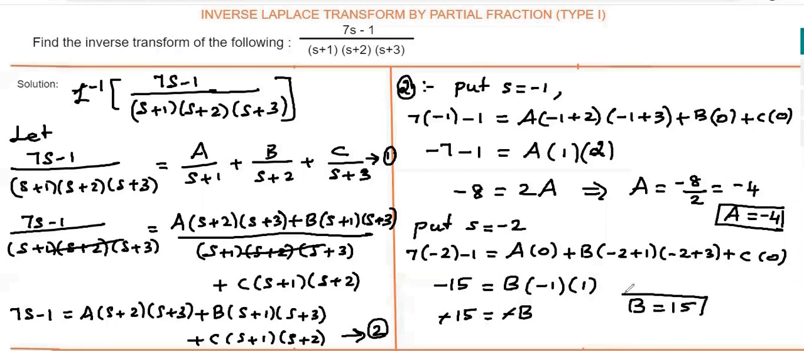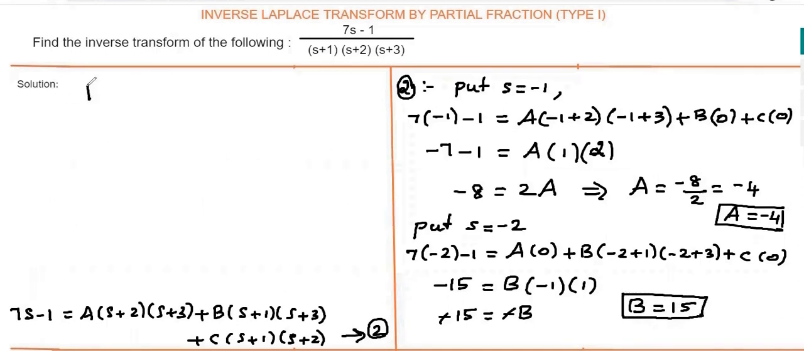So now we will go for solving c. Now from the second equation, I can put the value for s as, see, if I put the value as negative 3, my a will get cancelled, my b also will get cancelled, and I'll be getting the value of c. So the first type is very easy, girls. So now put s equals negative 3. Now what happens to the left hand side?